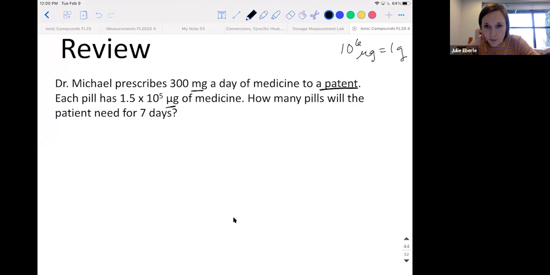If you're looking at this, thinking, where do I start? Remember your question says, how many pills? Write out relationships that you see. I see micrograms and milligrams, so you're going to have to convert between micrograms and milligrams at some point.